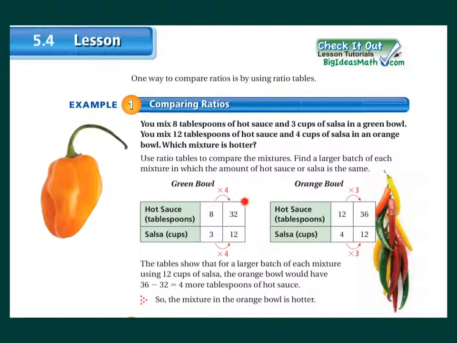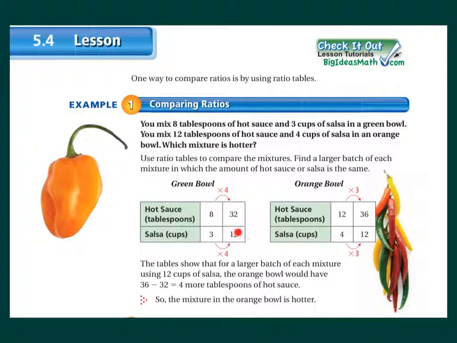And here, down at the bottom, it shows you to multiply by 4 to get from 8 to 32. And from 3 to 12, you multiply by 4 as well. And then for the orange bowl, you would multiply 12 by 3 to get to 36, and 4 by 3 to get to 12. So it says to find the same denominator and figure out which one is hotter.